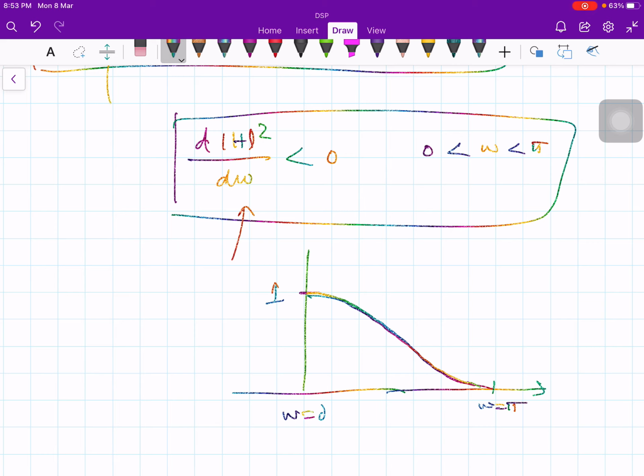Unlike the simplest FIR, which was 1 by 2 times 1 plus z inverse, what is the cutoff frequency there? The cutoff frequency was pi by 2, but here the cutoff frequency can be controlled. In the FIR case, you can't control it.